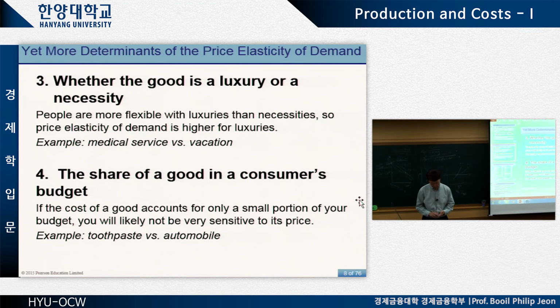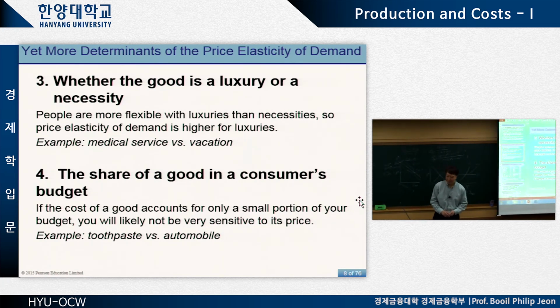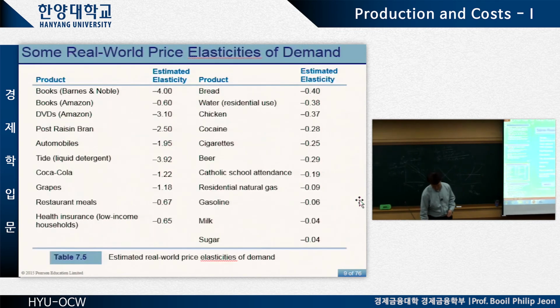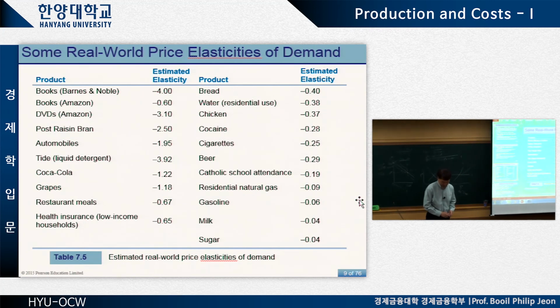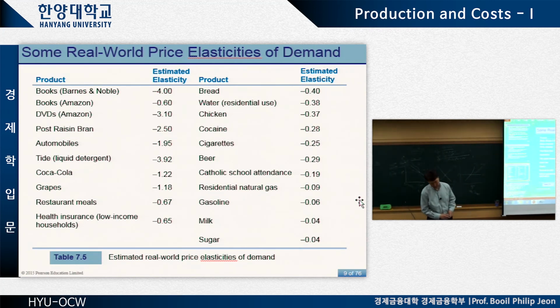What about the luxury or necessity? E-book is necessity and paper book is luxury? I don't know. It's a little bit difficult to understand. What about DVDs? DVDs sold in Amazon. It's rather elastic.